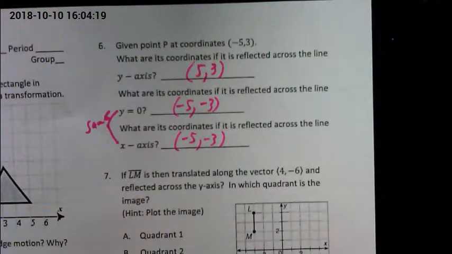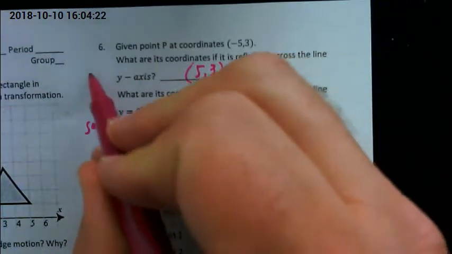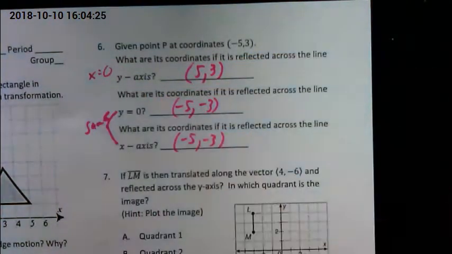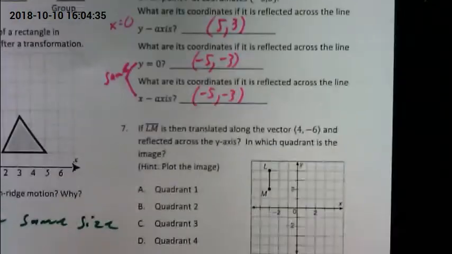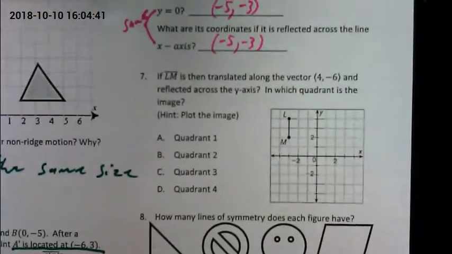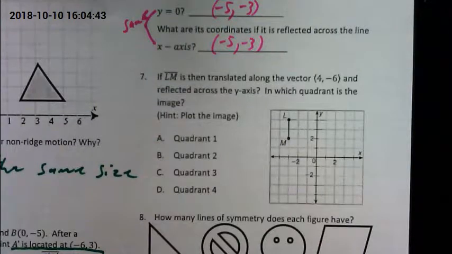So what if it said x equals 0? It says x equals 0, that would be the same thing as the y-axis. Remember, vertical lines are set equal to x. Horizontal lines set equal to y. Yes, because again, the y-axis is a vertical line that goes through the x-axis at 0. Just like the x-axis is a horizontal line that passes through the y-axis at 0.